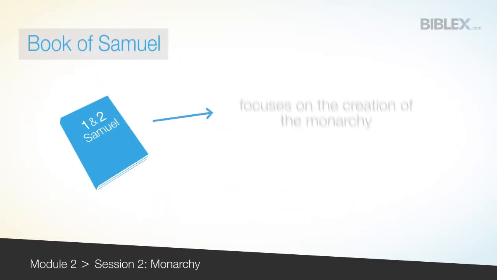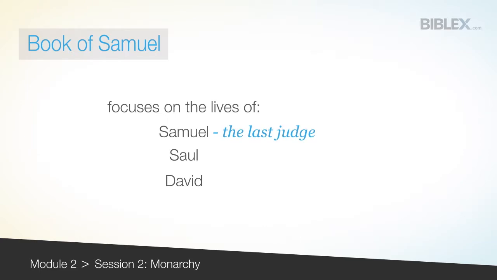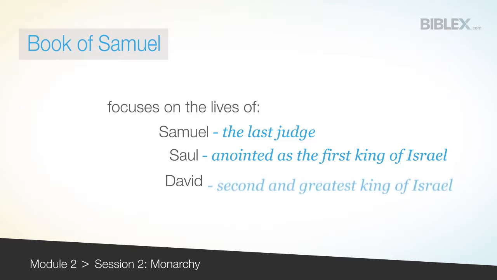The book of Samuel focuses on the creation of the monarchy and on the lives of 3 people: Samuel, Saul, and David. Samuel was the last judge who God used to select Israel's first 2 kings. The first half of 1 Samuel focuses on his story. There, we see Saul anointed as the first king of Israel. The second half of 1 Samuel tells his story, with a bit of emphasis upon young David. David was the second and greatest king of Israel, and the book of 2 Samuel tells his story.